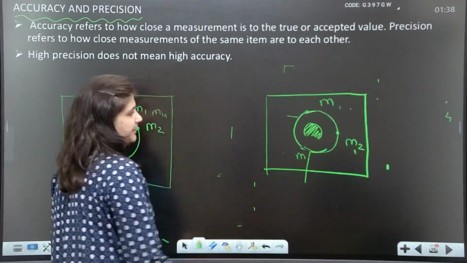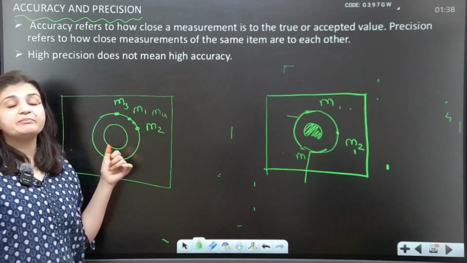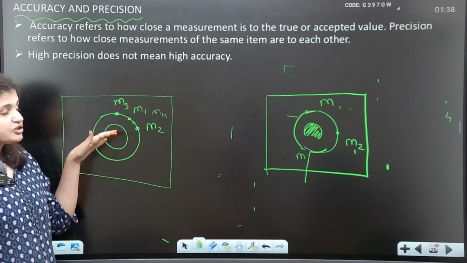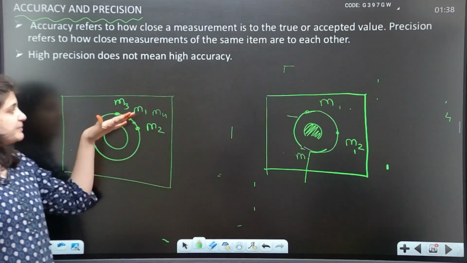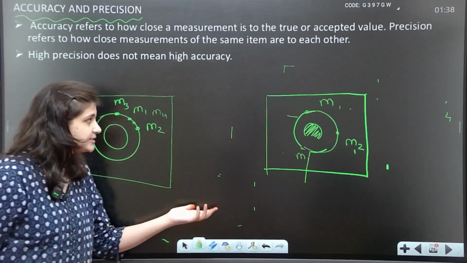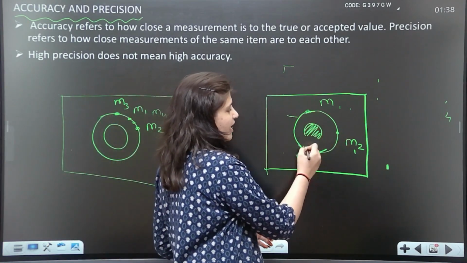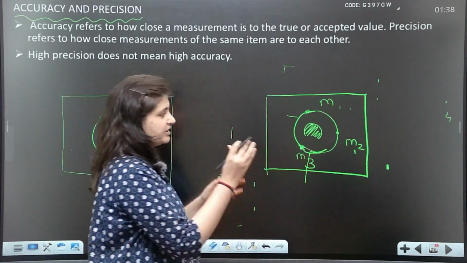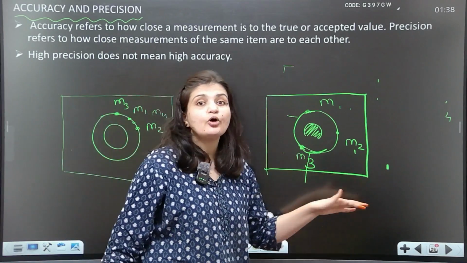So students, here we can see that all the experimental values M1, M2, M3, M4 are near each other, so we say they are more precise. Here the experimental values M1, M2, M3 are spread. They are not near each other, they are spread, so we call it low precision.